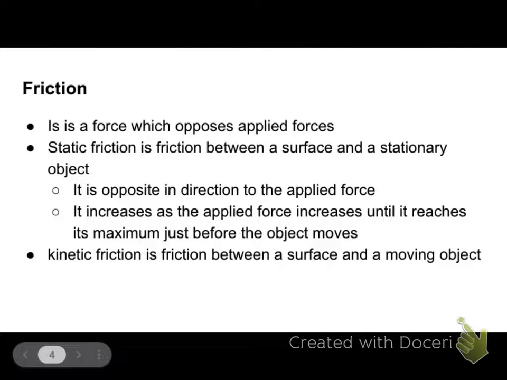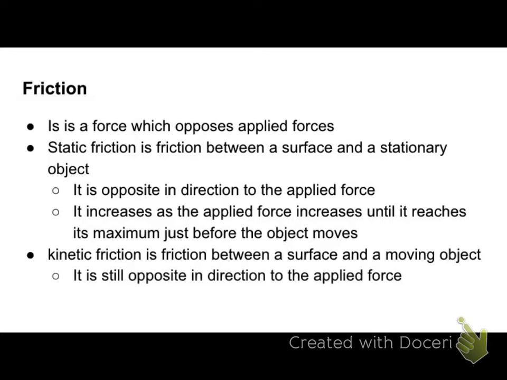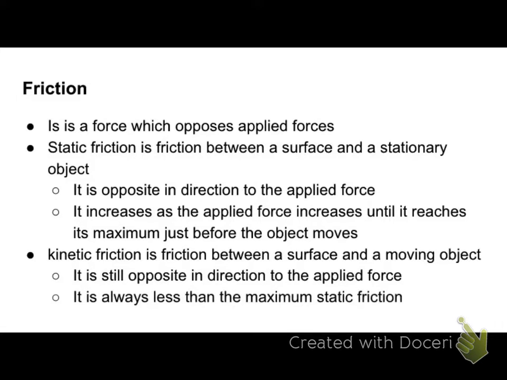Kinetic friction is what takes over when you overcome static friction. Kinetic friction is the friction between two surfaces where one of those surfaces is moving past the other. Gotcha. So like a ball rolling on a flat. Yes. Or me finally being able to push this cup across the desk. As it's moving, there's still friction there. But it's still opposite in direction to the force, but it's always less than the maximum of static friction, so it's weaker, which is why I'm then able to move the object.